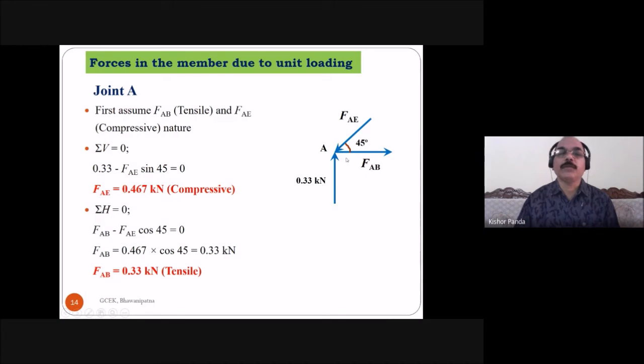Similarly, take the summation of horizontal force is equal to 0. Here this is one horizontal force, and take the component of this inclined force in the horizontal direction, FAE cos 45. This is FAB, arrow mark right side, and this arrow mark is left side. So FAB minus FAE cos 45 is equal to 0. Then FAB is equal to 0.33 kilonewton, and here the nature of the force is tensile. Here also you got the positive value, so the nature of the force is tensile, and the assumed direction of the force is okay.